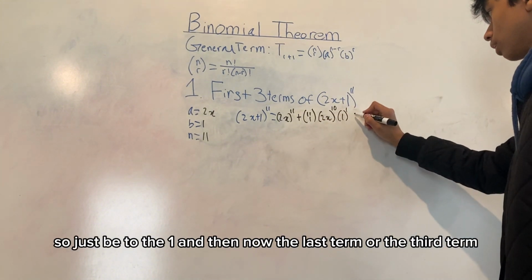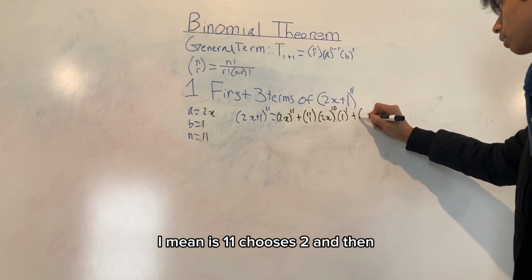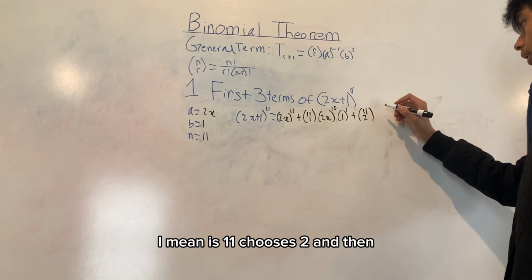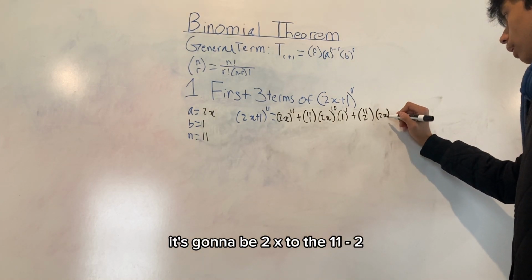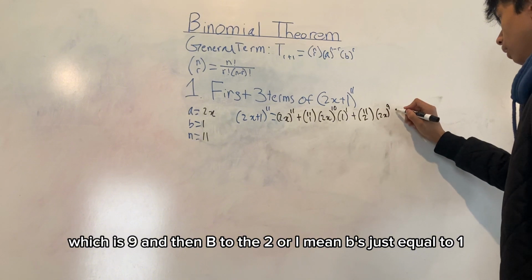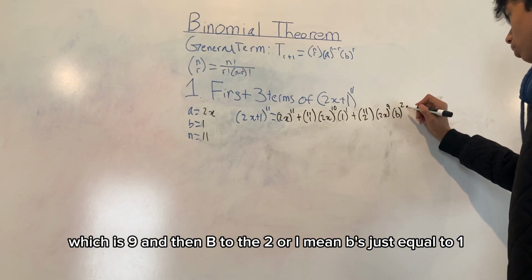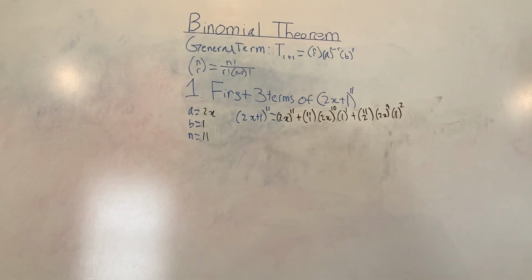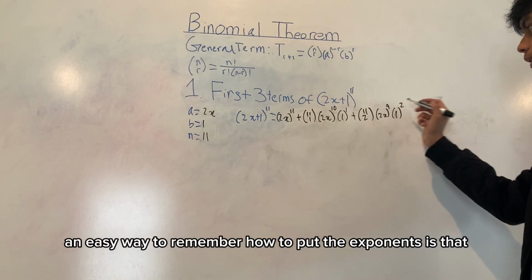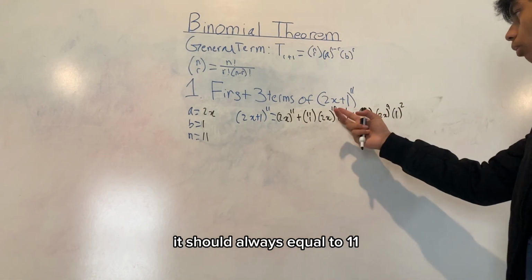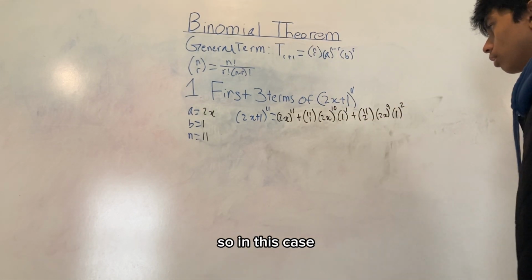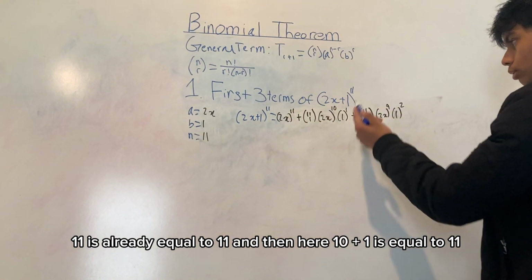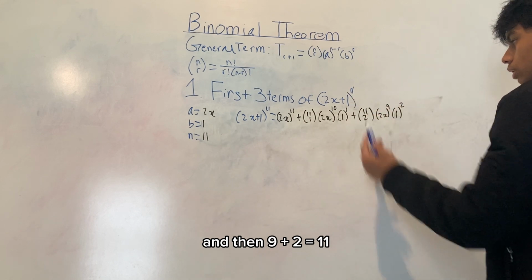And now the third term is 11 choose 2. Then it's going to be (2x) to the 11 minus 2, which is 9, and then b to the 2. Or I mean, b is just equal to 1, so you can just say 1 to the 2. An easy way to remember how to put the exponents is that they should always add up to 11. Here, 11 plus 0 is 11, then 10 plus 1 is equal to 11, and 9 plus 2 equals 11.